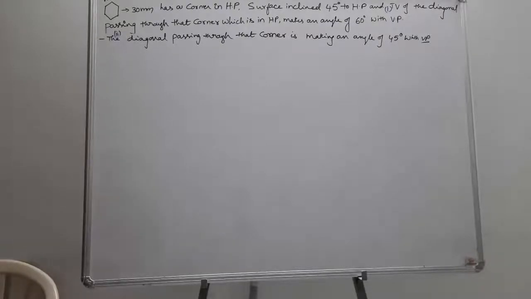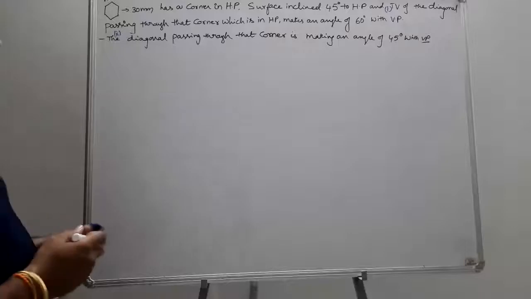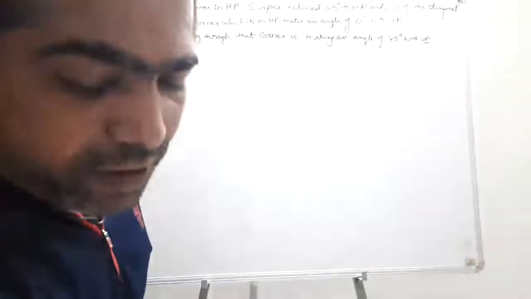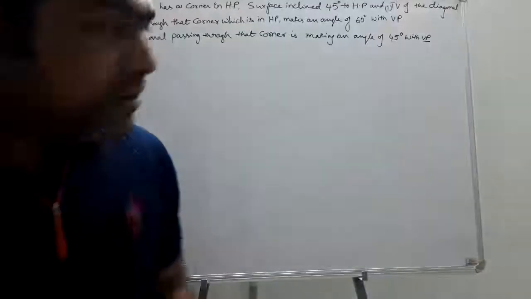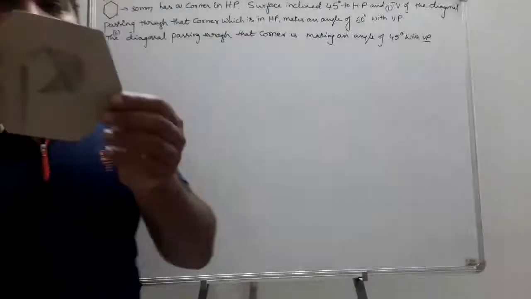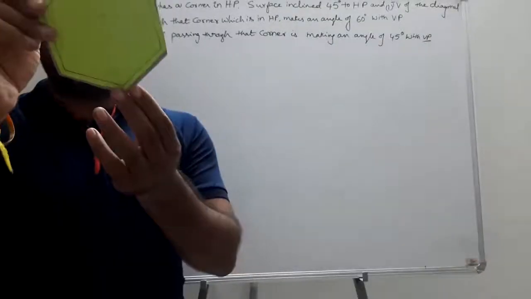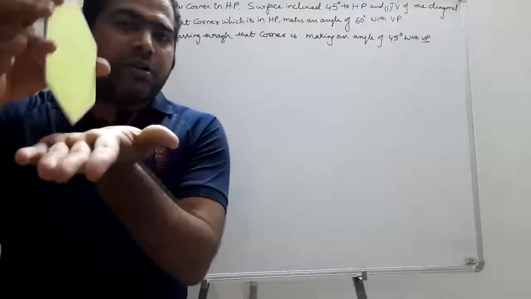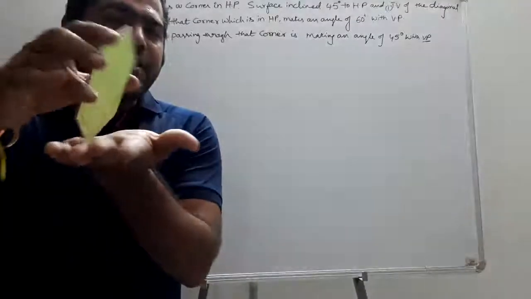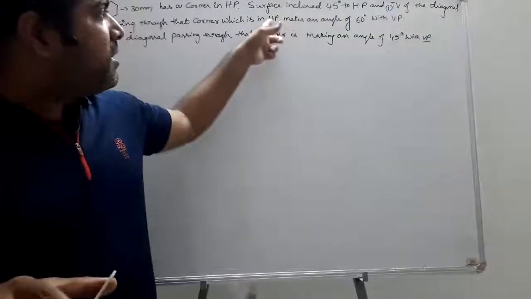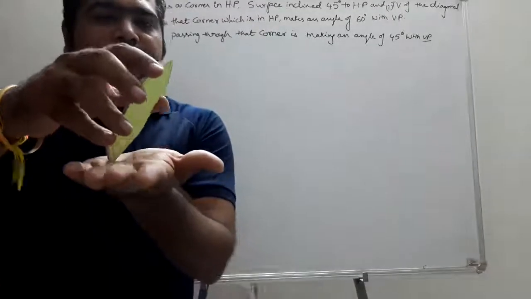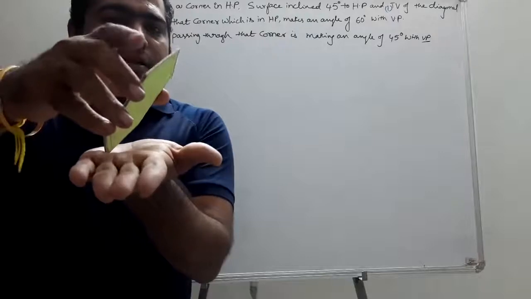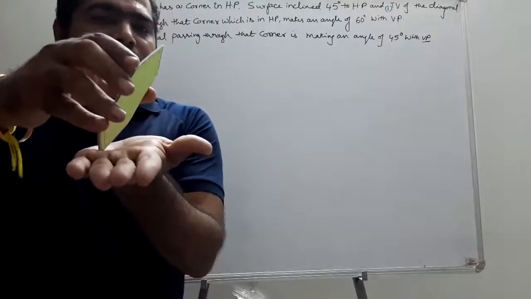So let us see. Here the surface is going to be inclined, because one of the corners is in HP. Let us consider one of the corners to be on HP, and the surface inclination is 45 degrees to HP, like this. Okay, so this was the simple position.